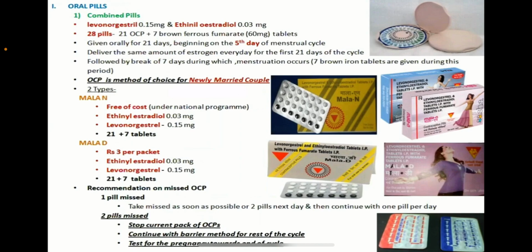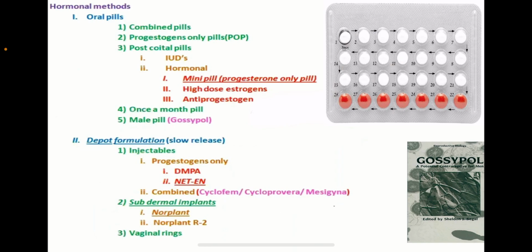If 2 pills are missed, what is the woman supposed to do? She has to stop the pack of OCP, continue with a barrier method for the rest of the cycle, and check her pregnancy. If she has not conceived, the next month she can continue the OCPs. Hormonal includes the mini pill, also known as the progesterone only pill. Injectables: we have NET-EN, norethisterone enanthate. Subdermal implants: we have Norplant and Norplant R2, which we have dealt with in detail.